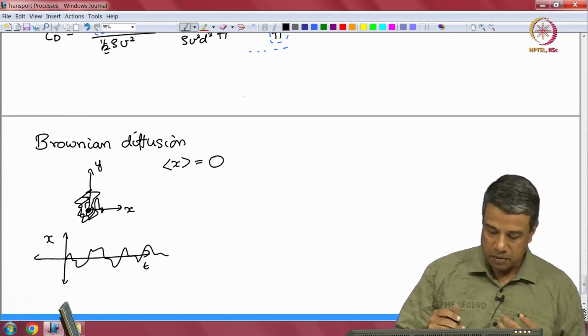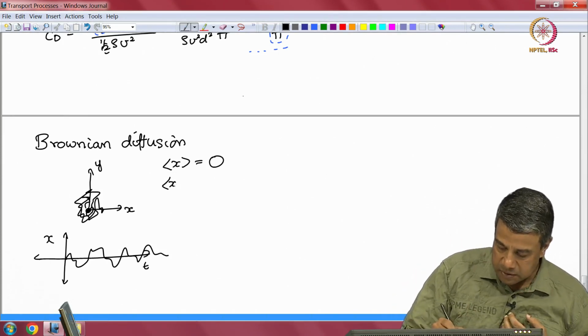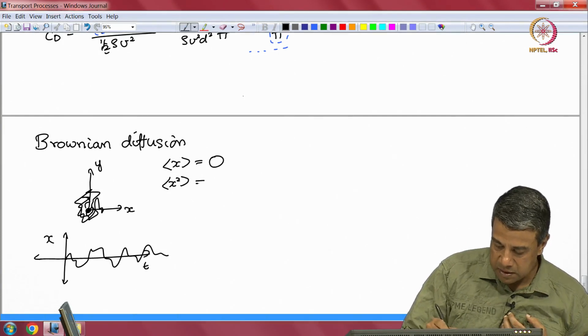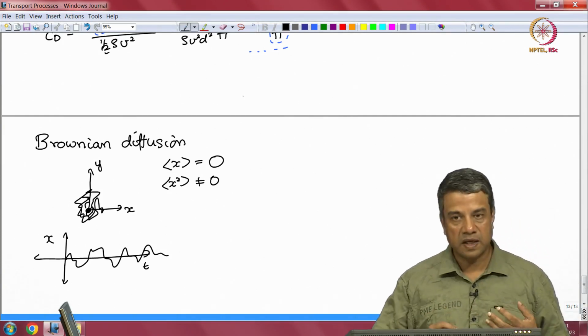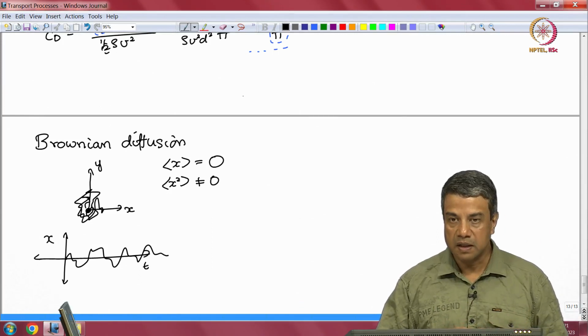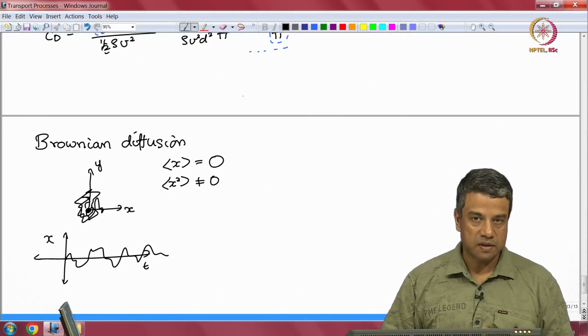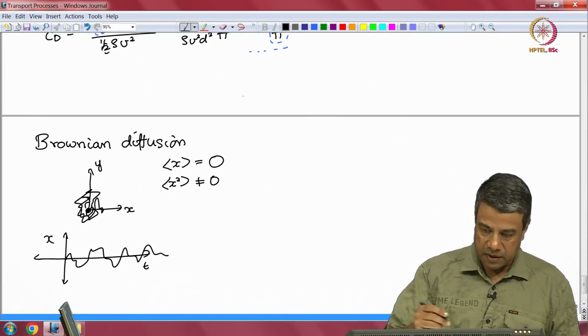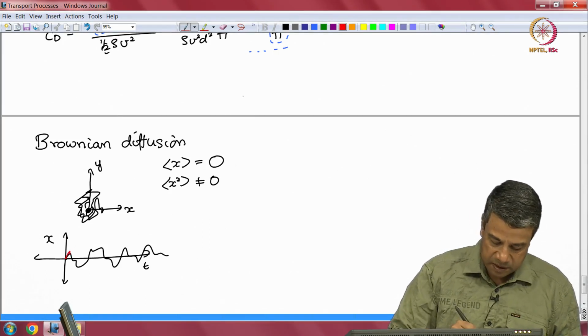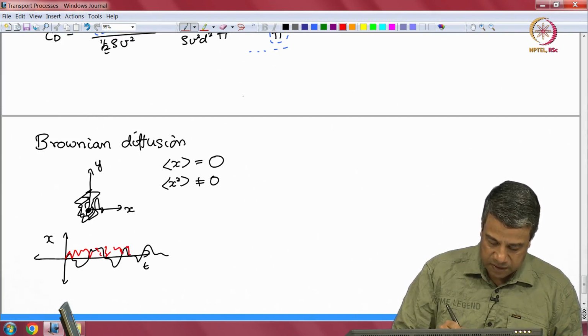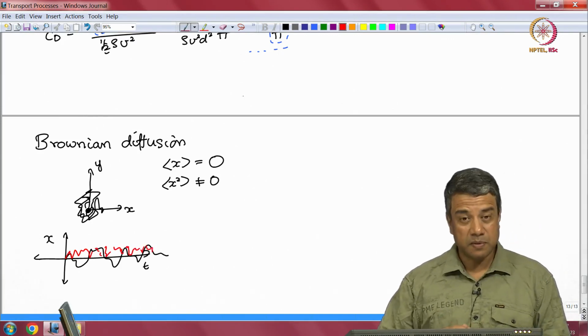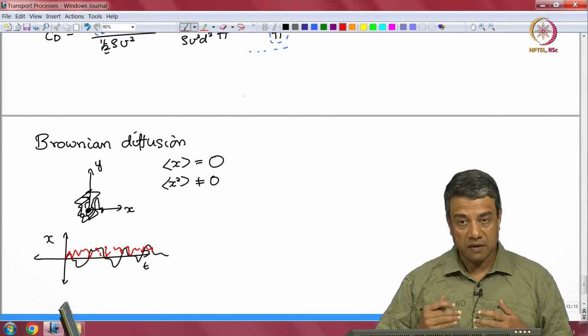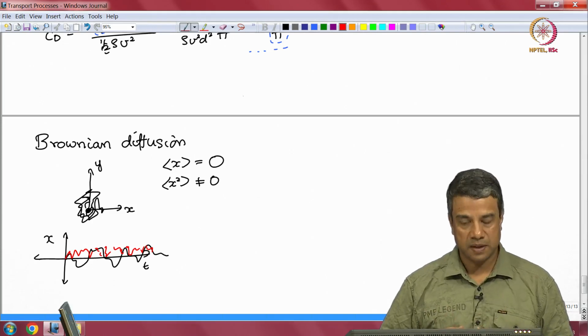However, x square is not equal to 0 because even though x can be positive or negative, x square always has to be positive. And therefore, if I take the square of this, I will get something that is always positive. It will go through 0 wherever x goes through 0, but it is always positive. So, the average of this is non-zero.